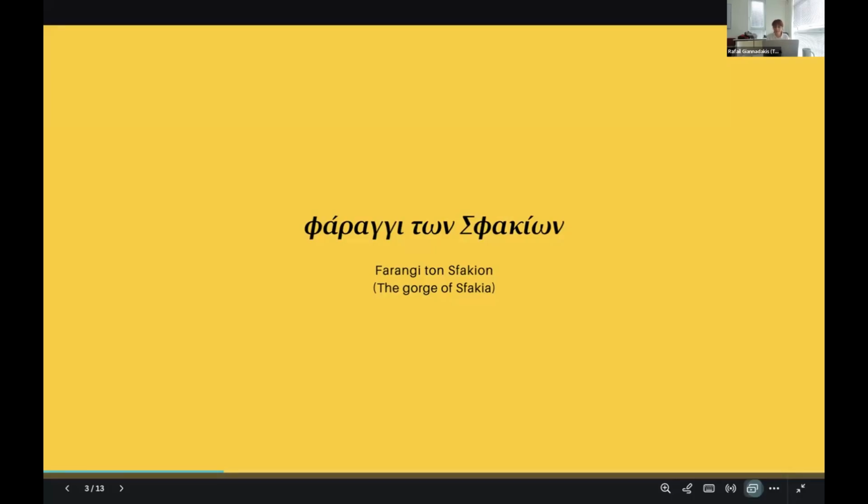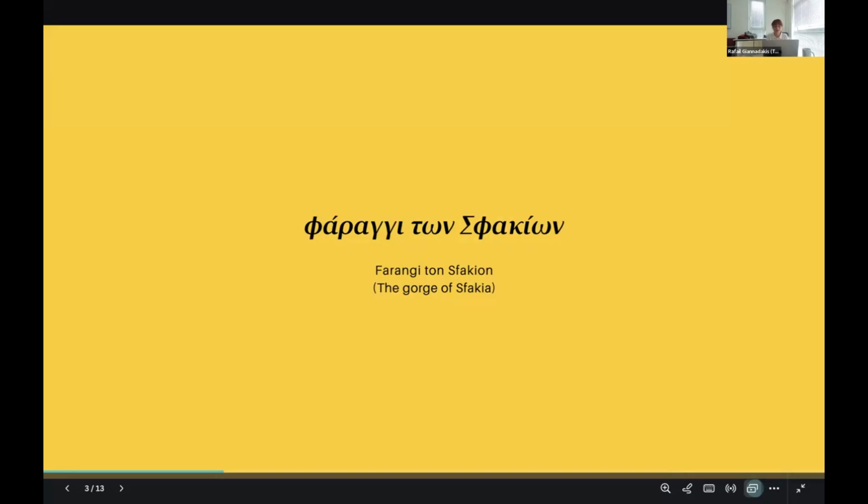Okay. Do you know this place? It's the Faragi of Sfakion, the Faragi of Somarias, the Gorge of Sfakia here in Crete. I think that some of you have visited. Claude, GPT and Gemini know it too.